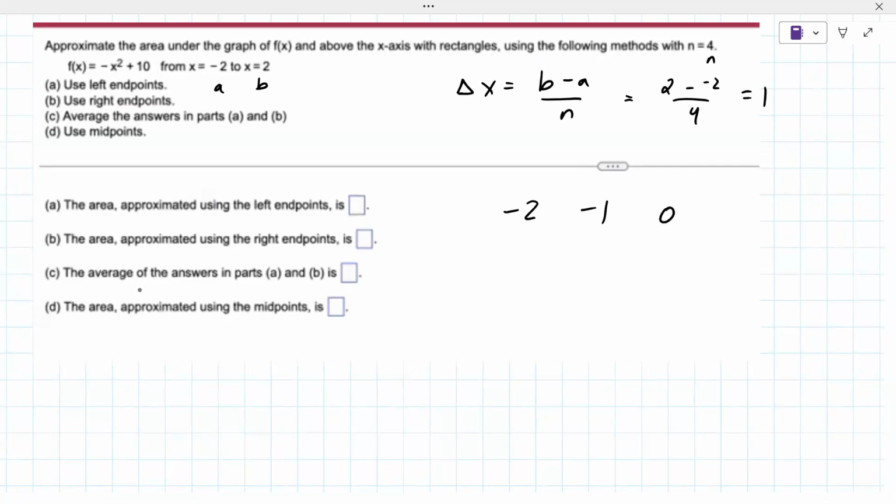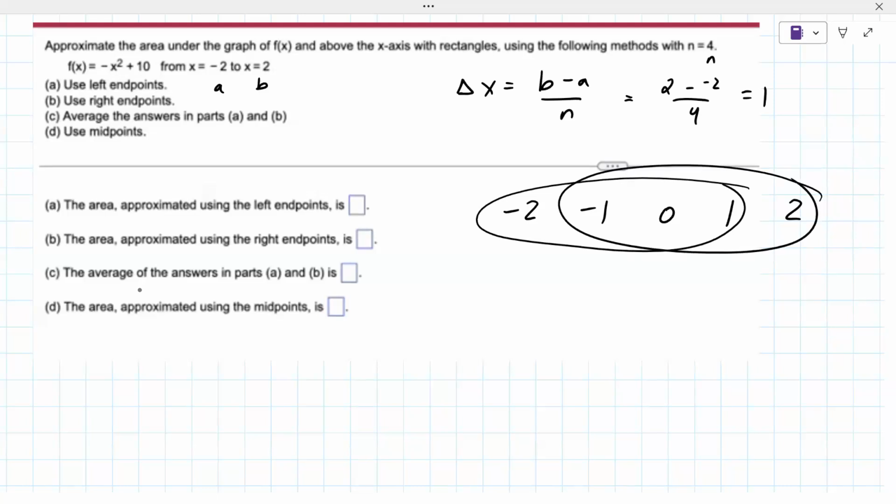And so what you do is you end up writing these: minus 2, minus 1, 0, 1, and 2. The reason I'm doing this is that we're going to get the answers pretty quickly. For the left endpoints, you use these. The right endpoints, you use these.